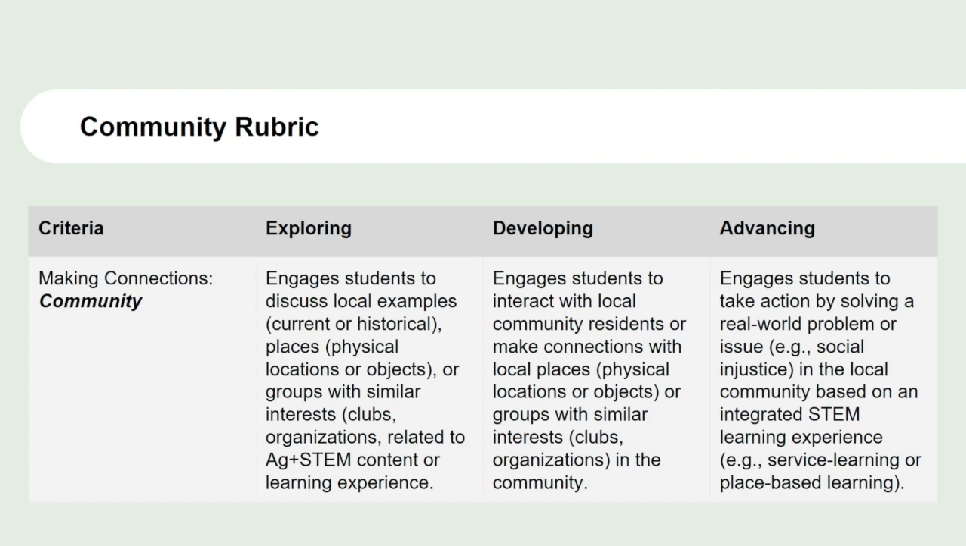For advancing, this engages students to take action by solving a real-world problem or issue in the local community based on an integrated STEM learning experience, for example, service learning or place-based learning. So if we look at our food insecurity example, we might relate this to our hydroponic system. If we calculate how much food can be grown from these systems, we can take real-world action by donating this food to our local food shelves or providing this food to our local cafeterias or schools, since students in our own communities might be food insecure. So this really relates to the STEM learning experience that we're implementing, but also by taking that real-world action.